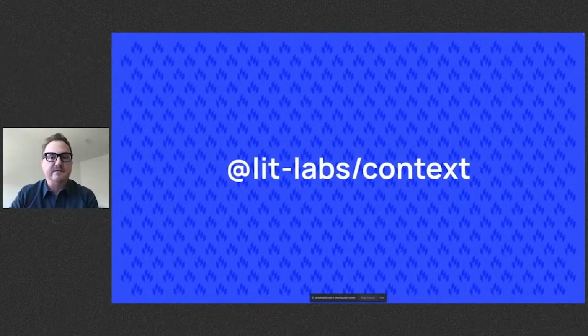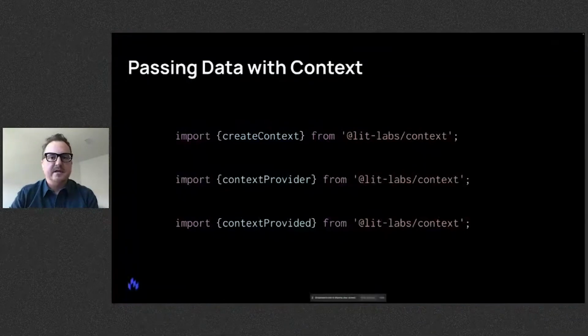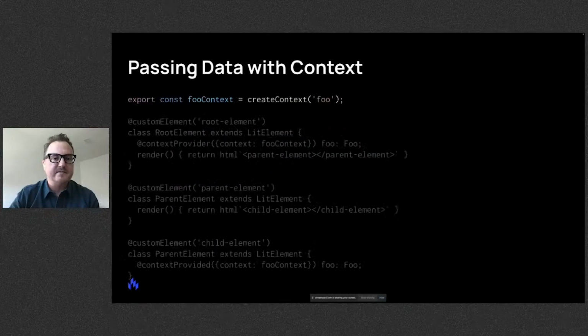So now let's look at the package itself and how it helps us do this. The context package gives you a few exports to let you provide and consume these context values. I'm going to show what I think are the three easiest ways to use it here: createContext, which lets you identify a context value, and then the contextProvider and contextProvided decorators. If we want to use context, the first thing we need to do is create what we might call a context key. This is a way to identify the value that we want in case there are multiple values flowing through the context system.